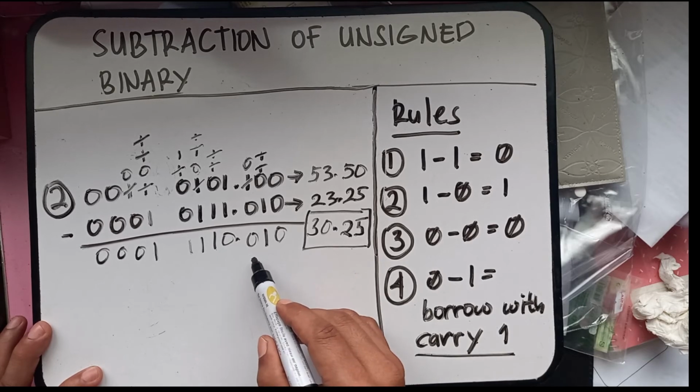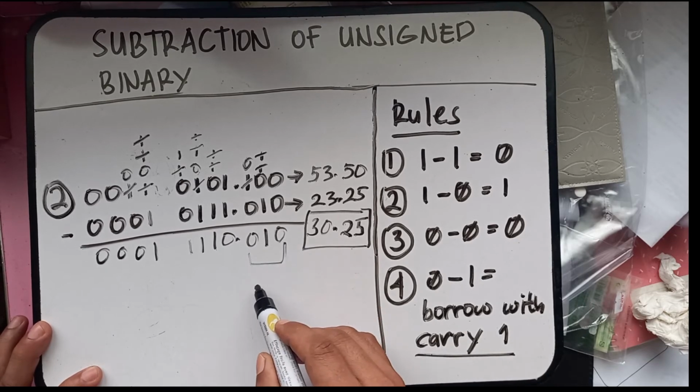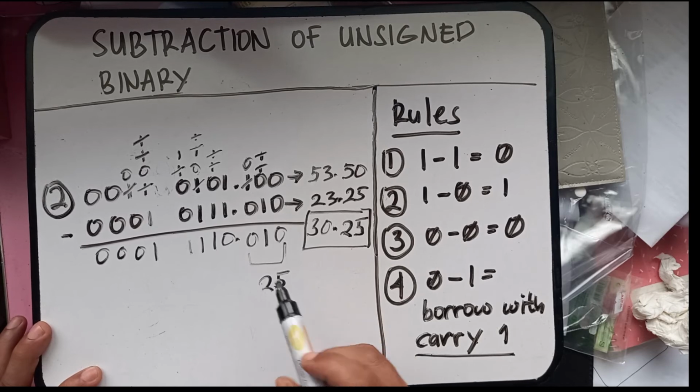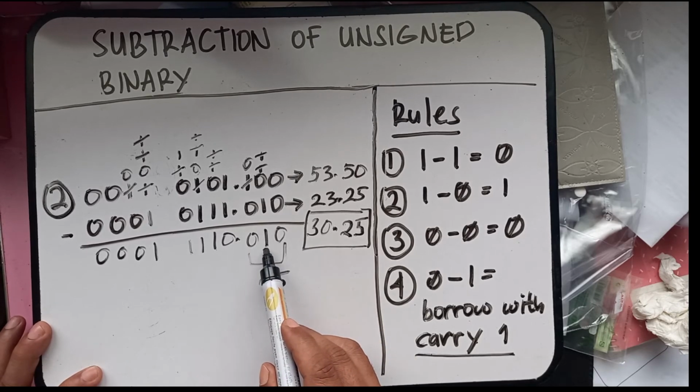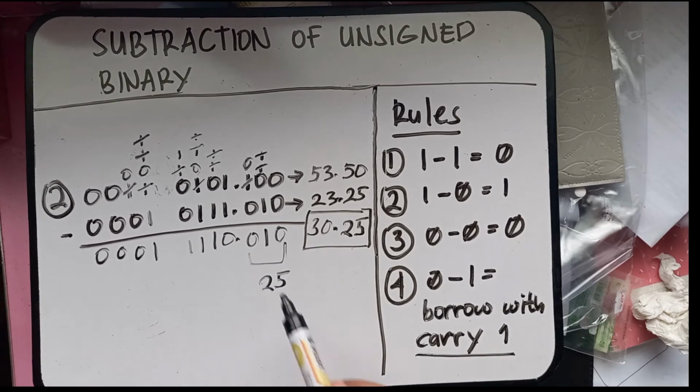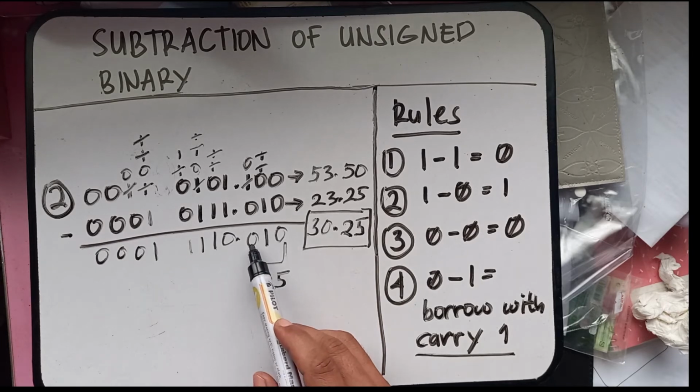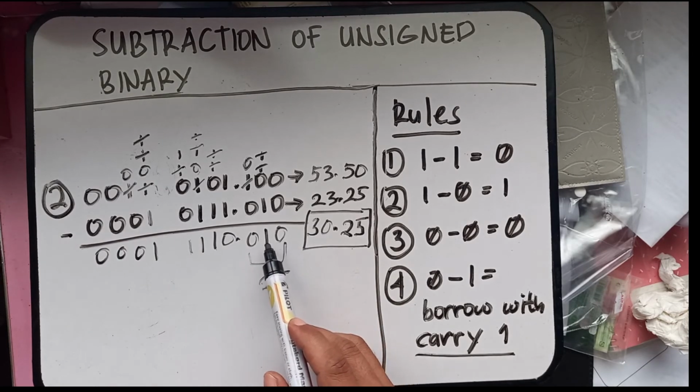Okay, so let's check if this is equivalent to 30.25. So obviously, the fractional part here is 25. This is 0.50, 0.25, and the last one is 0.125. Since this bit and this one is 0, we will only count this bit at the middle. So that is 0.25. So that is why we have 25 here.